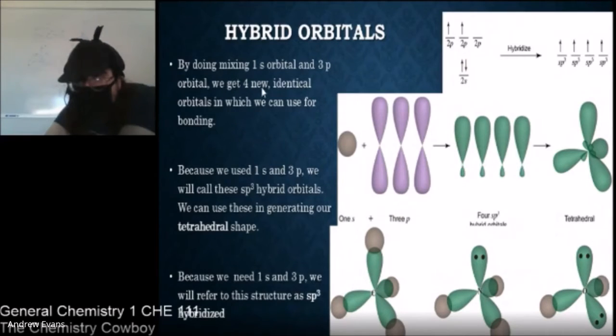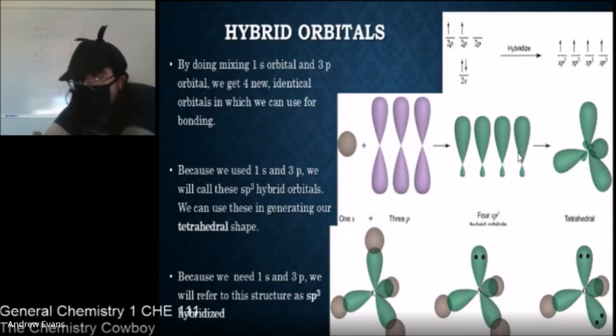So by mixing an s orbital and three p orbitals, we will get four new identical orbitals which we can use for bonding. Now, because it's an s and 3p, we're going to label these hybrid orbitals based on the mixing. So they form four sp3 hybrid orbitals. sp3, because it comes from 1s and 3p. 1s and three different p orbitals.